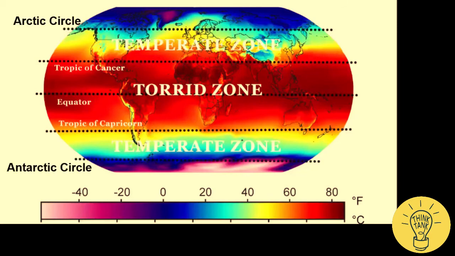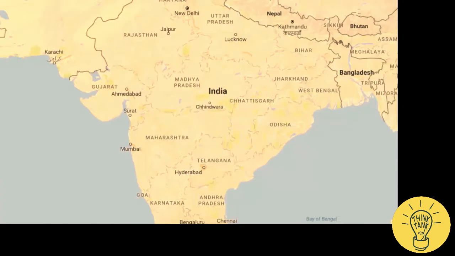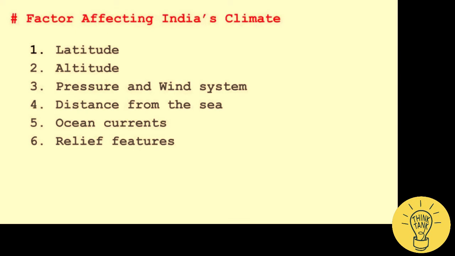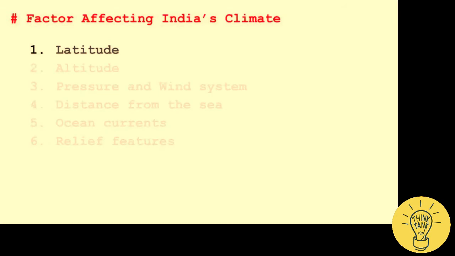In this video, we're going to quickly understand what are the factors affecting India's climate. Now, generally speaking, I'm not just talking about India. There are 6 major components that control the climate of any place. They are latitude, altitude, pressure and wind system, distance from the sea, ocean currents and relief features. Let's understand each one of them. The first one is latitude.